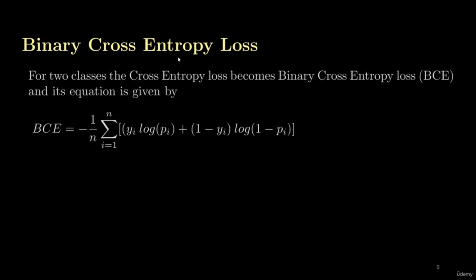This is called binary cross entropy loss. Cross entropy loss becomes binary cross entropy loss if we set the number of classes equal to 2. So for 2 classes, this is the form of BCE, or binary cross entropy loss. Here we can see that we have 2 terms: the first term, and after the addition sign, the second term. Here we have y and here we have 1 minus y. Here we have probability p and here we have probability 1 minus p.